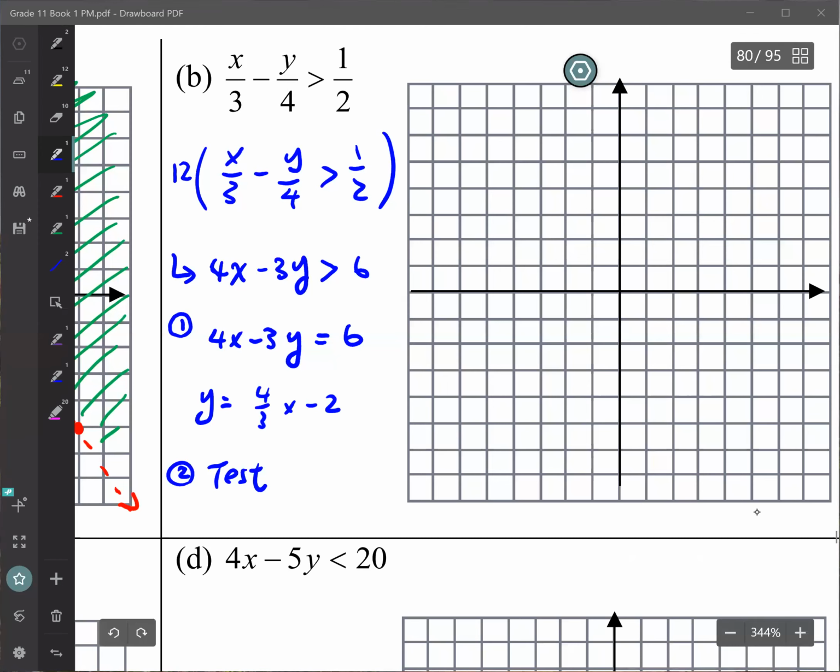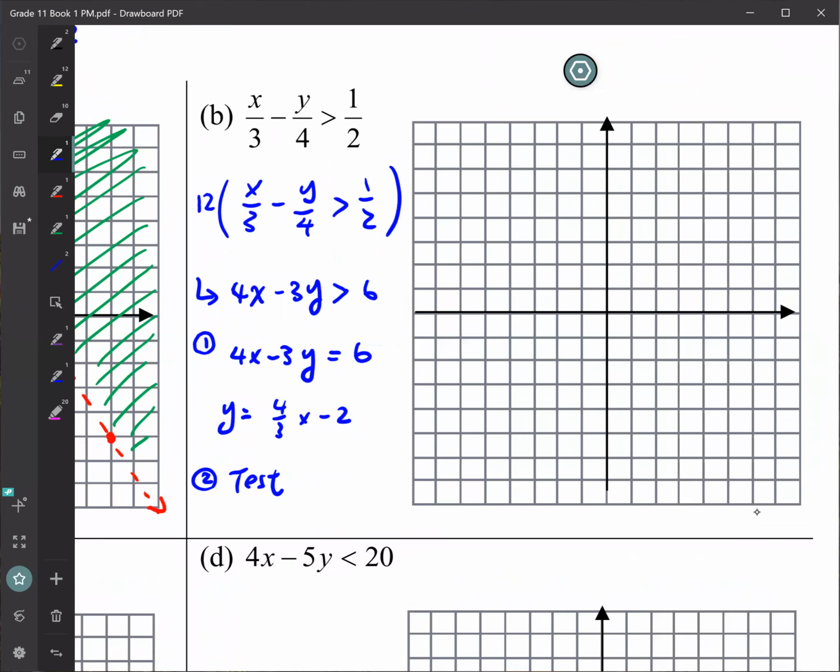All right, so continue, draw the graph. I will ask one of you to show the graph on the screen, okay? If you finish B, you can move on to C.